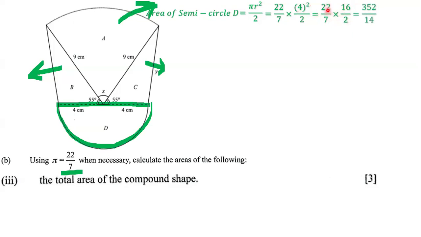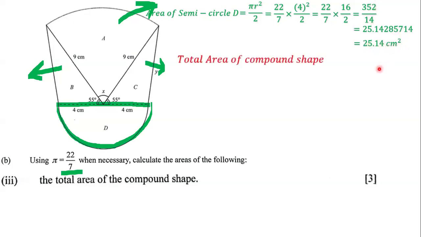Next, we say 22 multiplied by 16, and 22 multiplied by 16 is 352. Next, we say 7 times 2, and 7 times 2 is 14. And then we divide these two, and when we divide these two, we get 25.14285714. Now, if we were to write this correct to 2 decimal places, it's going to be 25.14 centimeters squared.